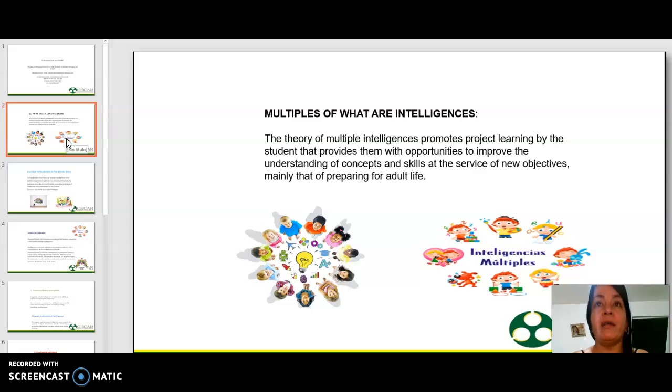Multiple intelligences. The theory of multiple intelligences promotes project learning, so the student can be provided with opportunities that improve the understanding of concepts and skills at the service of new objectives, with the intent of preparing for adult life.